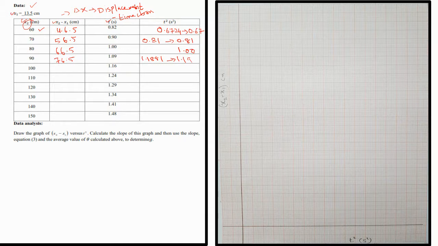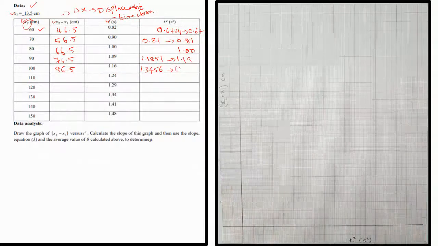Likewise, 100 minus 13.5 becomes 86.5. And for this, if you square 1.16, you will get 1.3456. Am I right? Okay, see the third digit is 5, so I can just round up the second digit. So in such a case, this becomes 1.35. Am I right?